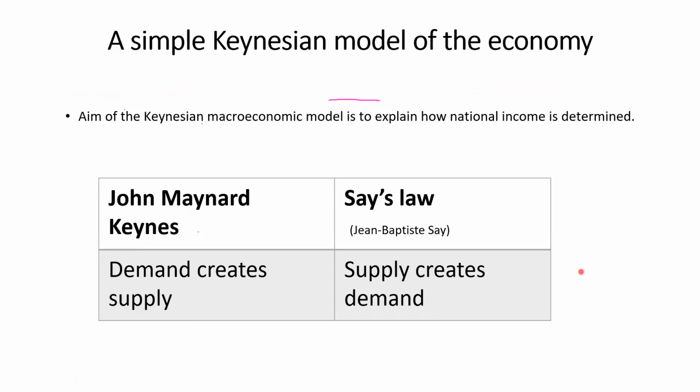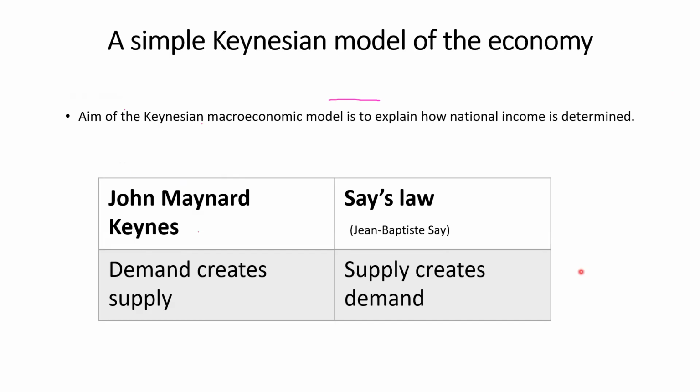We also looked at chapters 17 and 18, which is the simple Keynesian model. So in the simple Keynesian model, we have this person, John Maynard Keynes, who believed that demand creates supply, right? He believed that in the economy, there firstly has to be demand for products, and then that demand will push the producers to produce those goods and services, right?